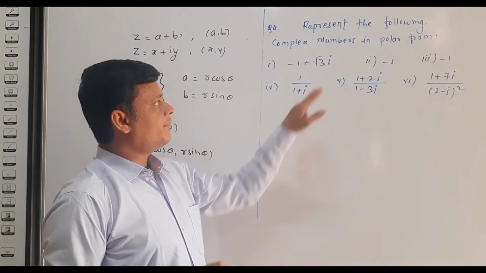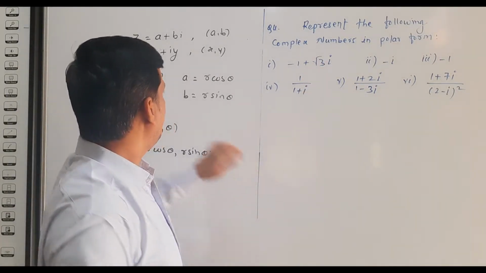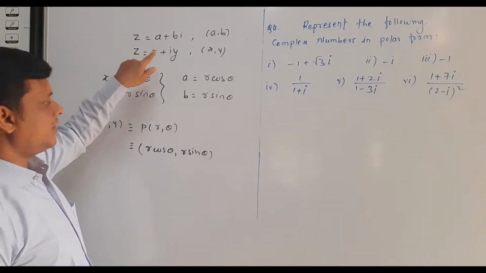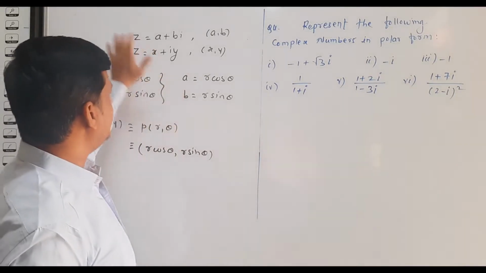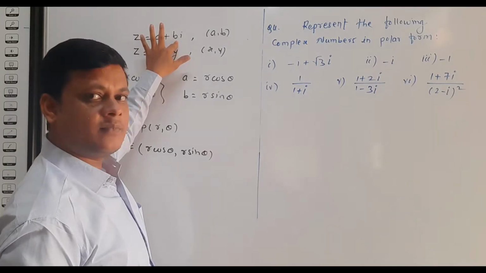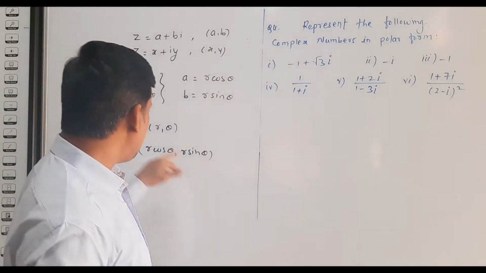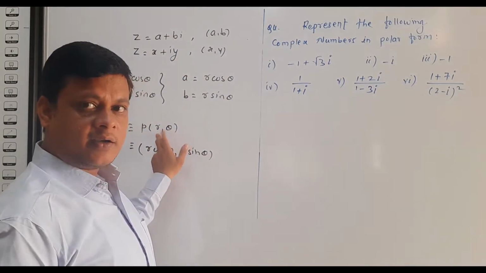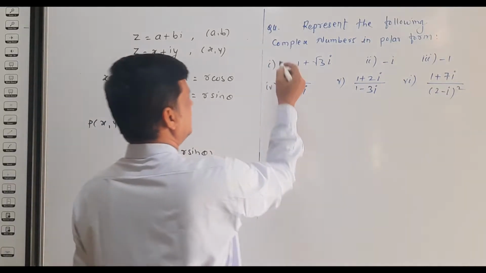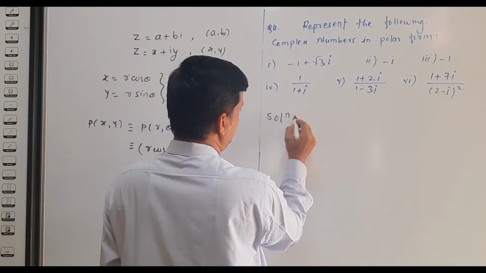So we have to compare the given equation with z equals x plus iy or z equals a plus bi. Then we have to find r first, then we have to find theta. So we see the solution of the first question.